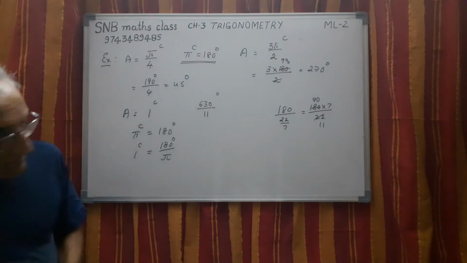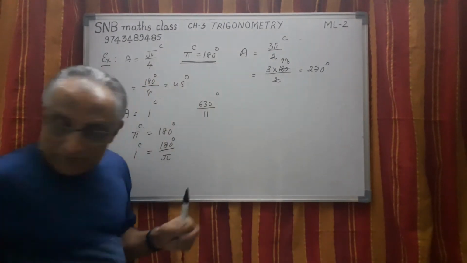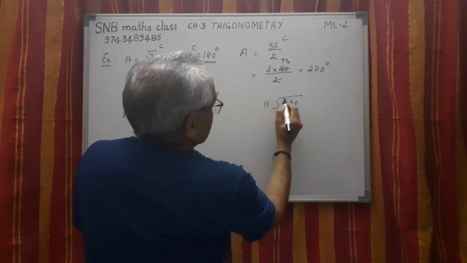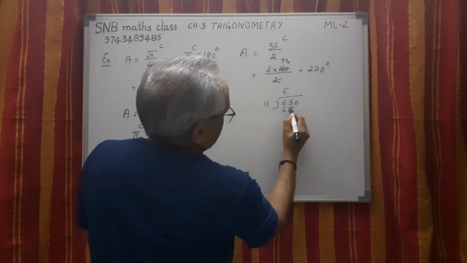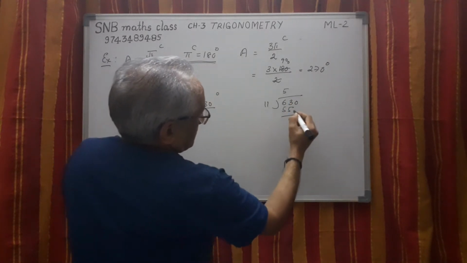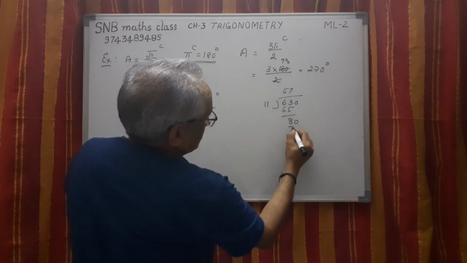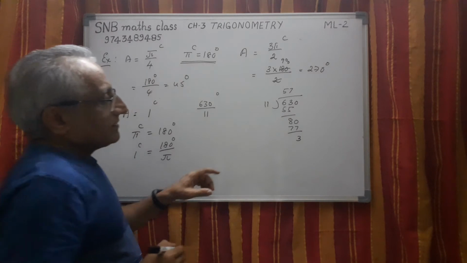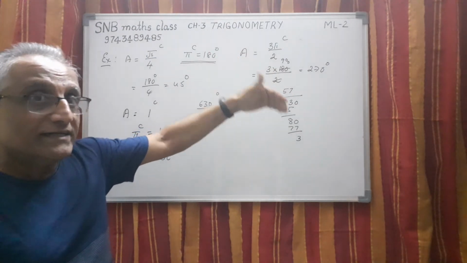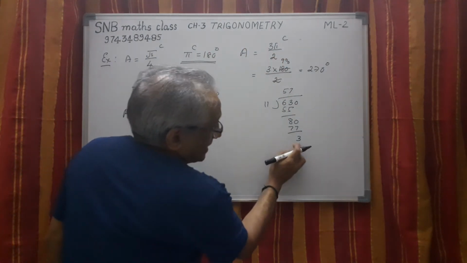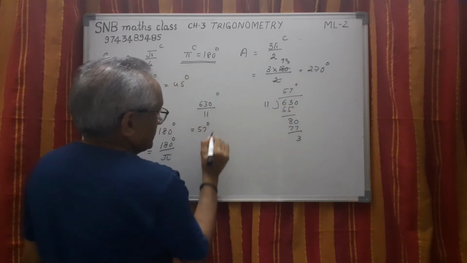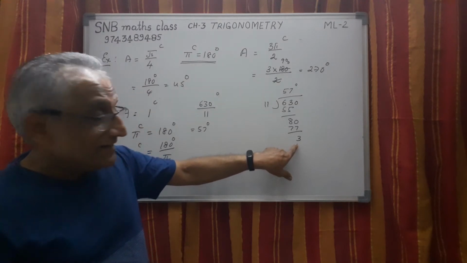What is the method? Let me show you. I have to divide 630 degree by 11. 11 5s are 55, then 80. Then 11 7s are 77, so 3 remains. Now this 3 is the degree. As I told you, a degree can be further divided into minute and minute into second. Therefore, I have to divide this further. So this is 57 degree. What is the remainder now? 3 is the remainder. That means 3 degree.